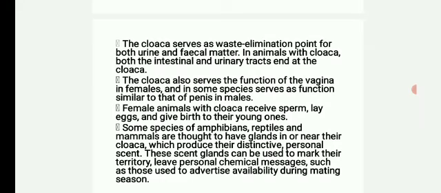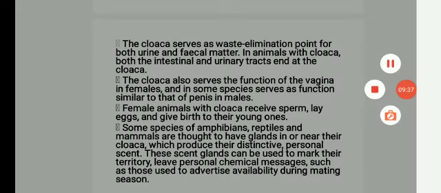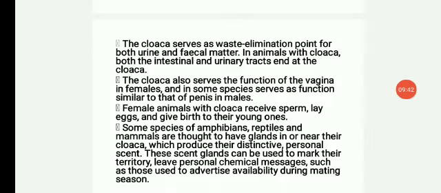Subphylum Vertebrata is divided into two divisions. Division 1 Agnatha, Division 2 Gnathostomata. That's all. Division 1 Agnatha. Agnatha is also known as monorhina. We will discuss it in next class.